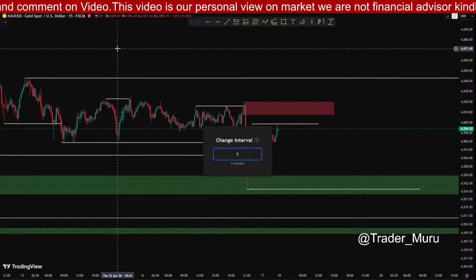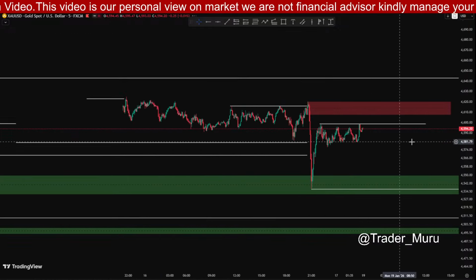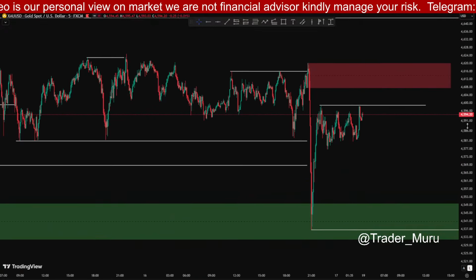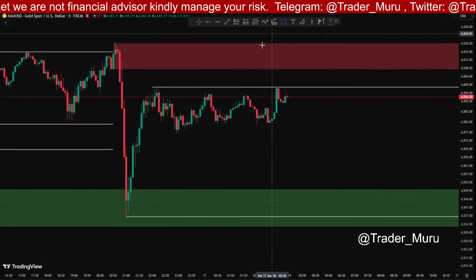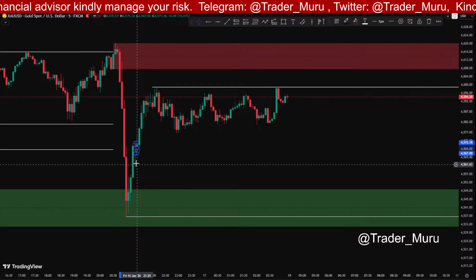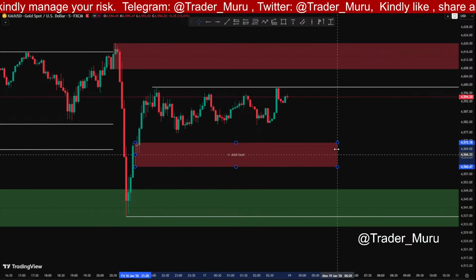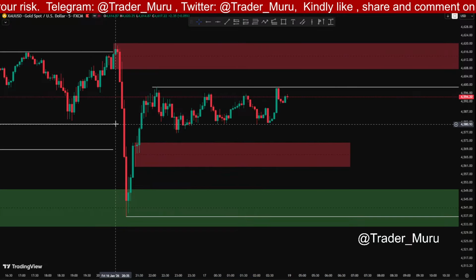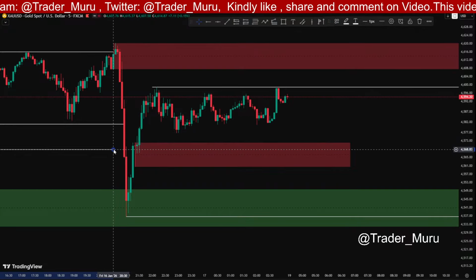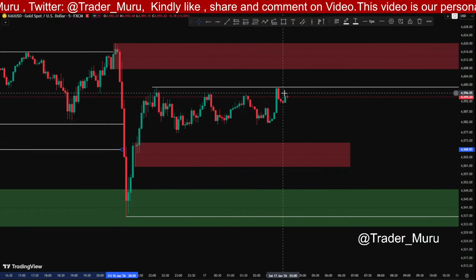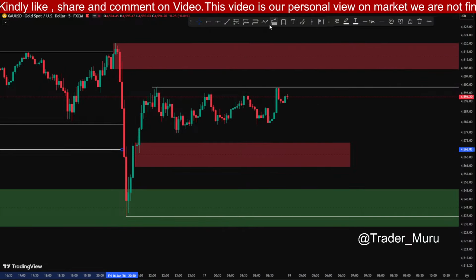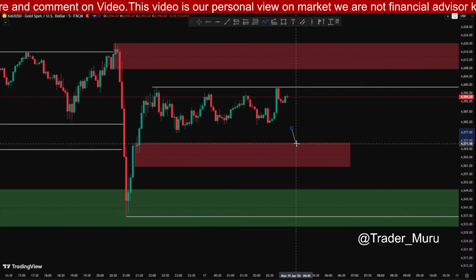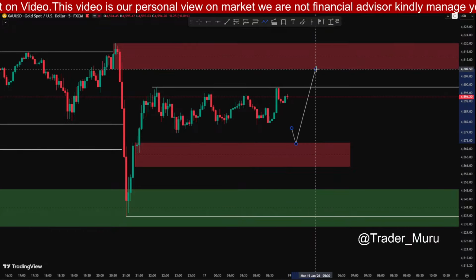Let's see the 5 minute. In the 5 minute time frame, price is ranging here. It has a structural level and an order block pending here, which is this one. So if price drops before pumping, then this zone will be good for a scalp buy to this high.